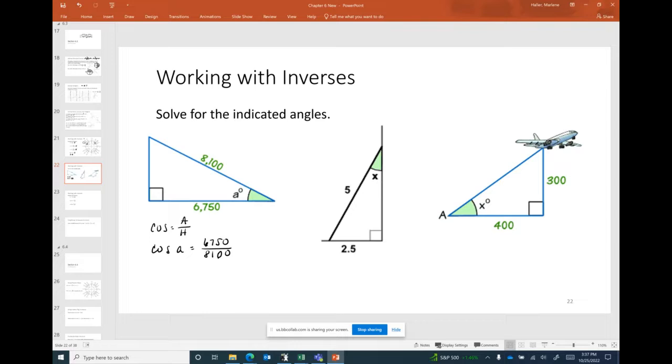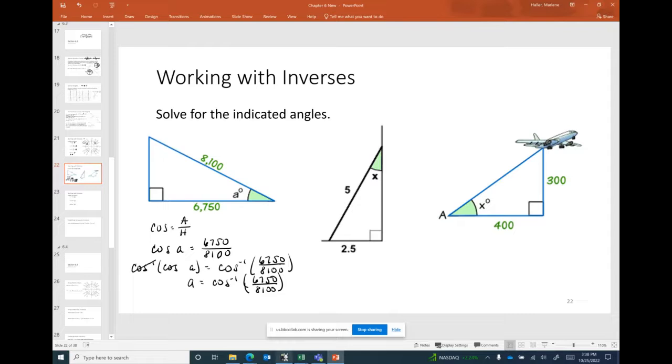But if I want to solve for A here, all I really have to do is take the inverse cosine of both sides of this equation. It would be the inverse cosine of 6750 over 8100. Oops, I did something wrong here. That was supposed to say just cosine there. If I take the inverse cosine of both sides of this equation, the inverse cosine undoes the cosine, right? They undo each other. So A then is simply going to be the inverse cosine of 6750 over 8100.